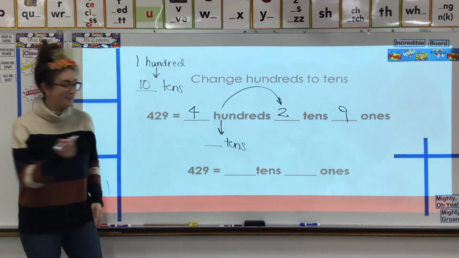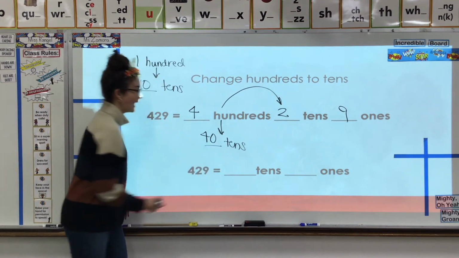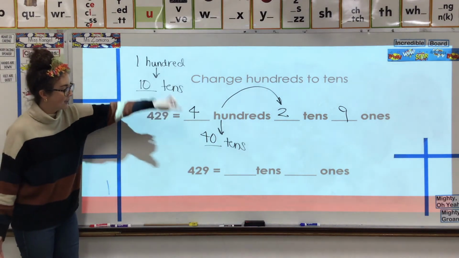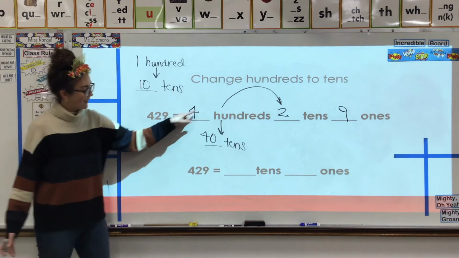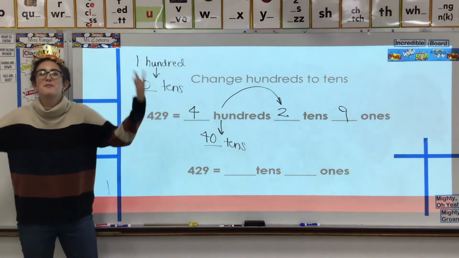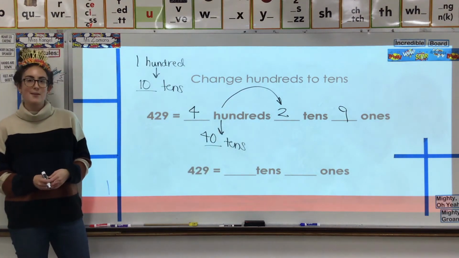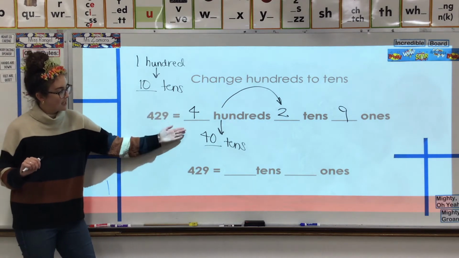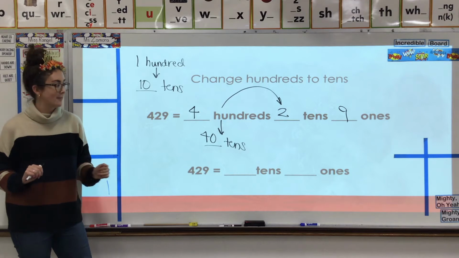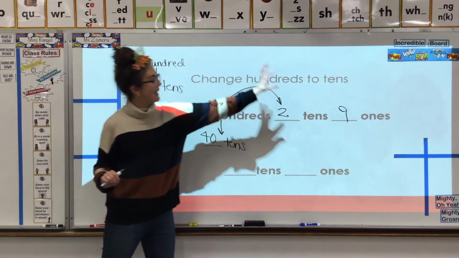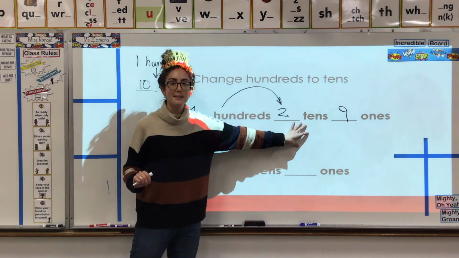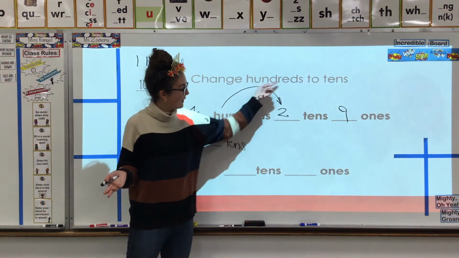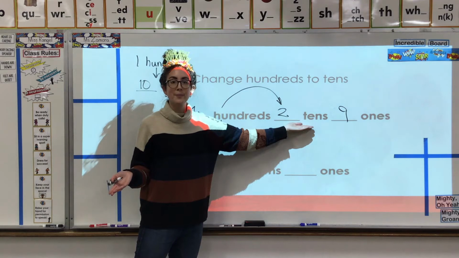So 400s is the same as 40 tens, because for each 100, there was 1 ten. And 4 of those is 40 tens altogether. So we know that 400s equal 40 tens. But if we're going to add it to our tens, how many do we already have? We have how many tens to start with?